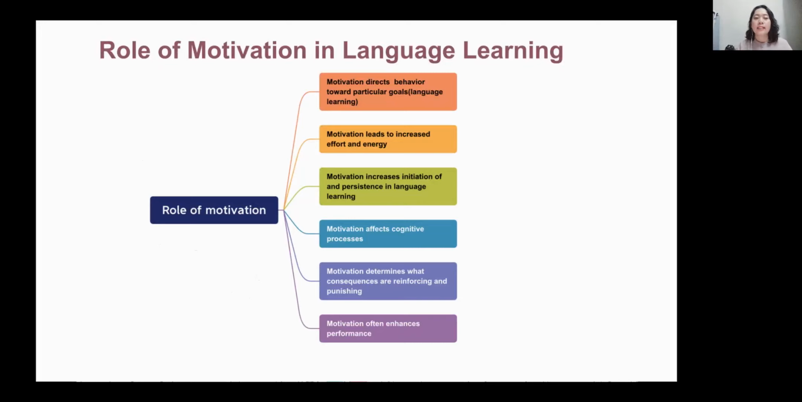Now let's look at the roles of motivation in language learning. The first one, motivation directs behavior toward particular goals, such as language learning. Next, motivation leads to increased effort and energy. Next, motivation increases initiation and persistence in language learning. Motivation affects cognitive processes. Motivation determines what consequences are reinforcing and punishing. Motivation often enhances performance. All these are the roles of motivation in language learning.